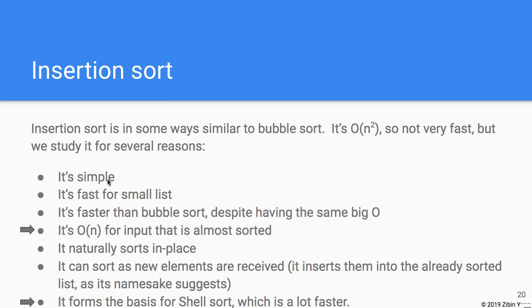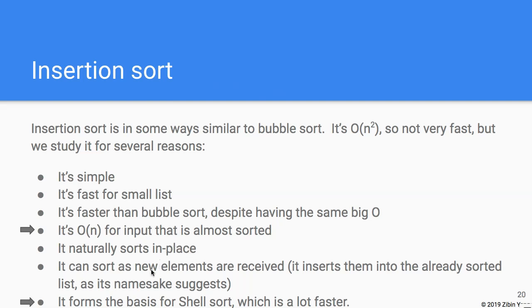So first, it's very simple. As you can see in the code, it's just a few lines of code. And while we say it's generally not very fast, it's quite fast for a small list. And despite the fact that it's quadratic, same as bubble sort, it is faster than bubble sort. And also, if the input list is almost sorted, then it's fast in that it's almost linear. And then it very naturally sorts the list in place, just the way it works.